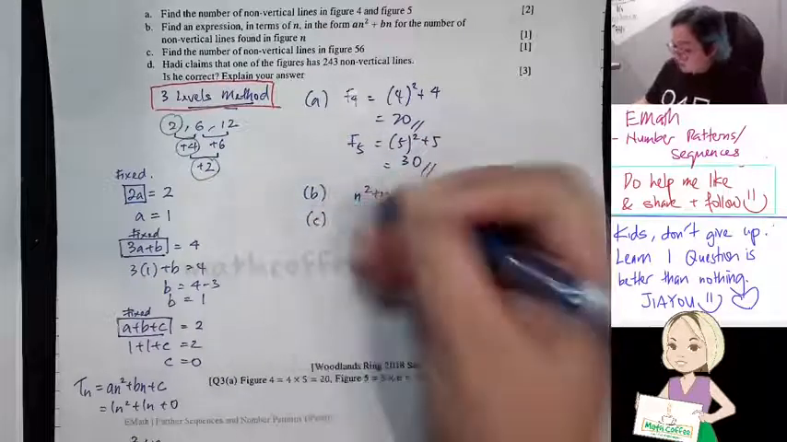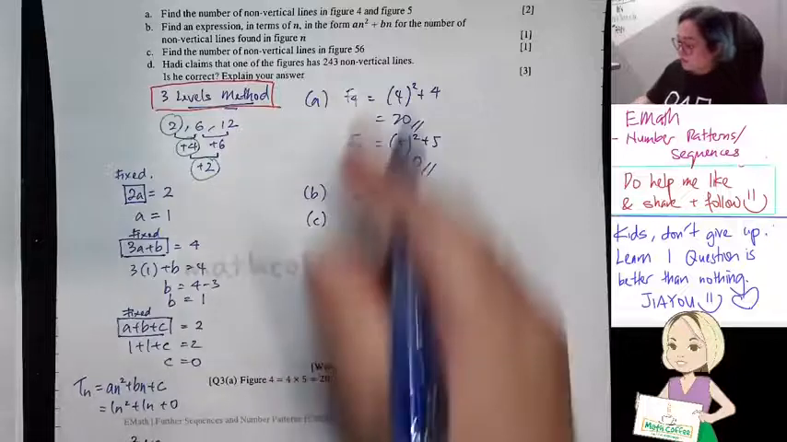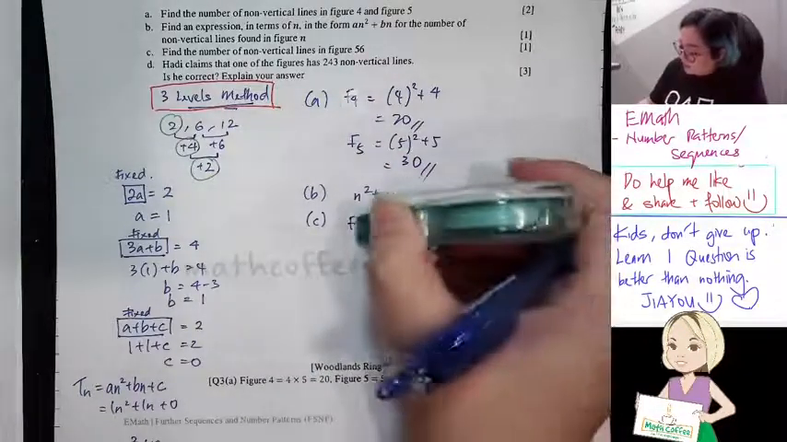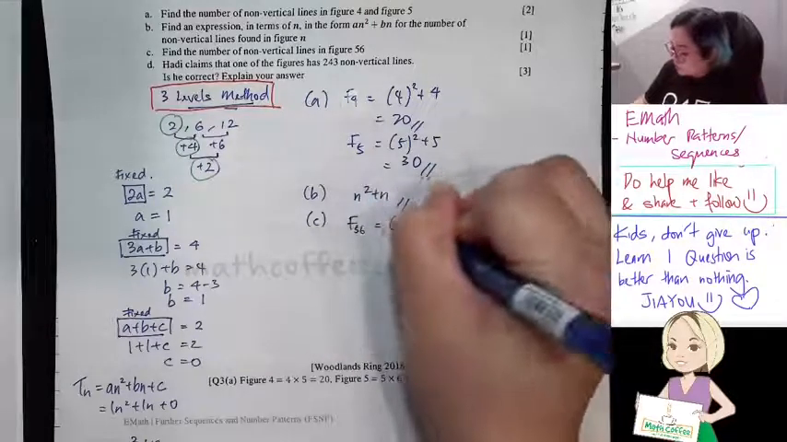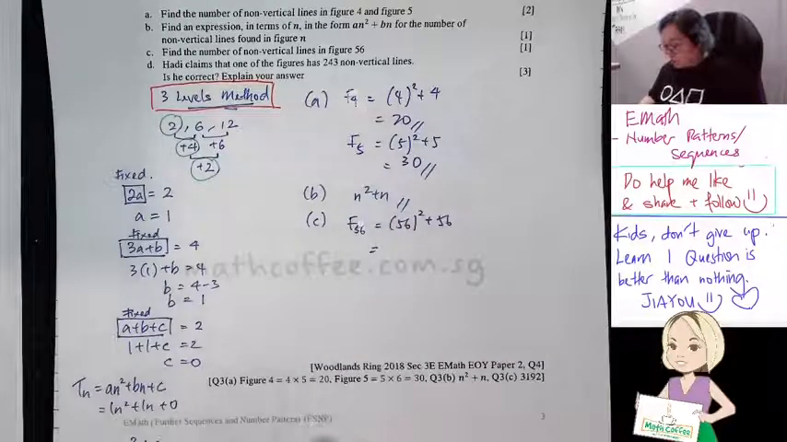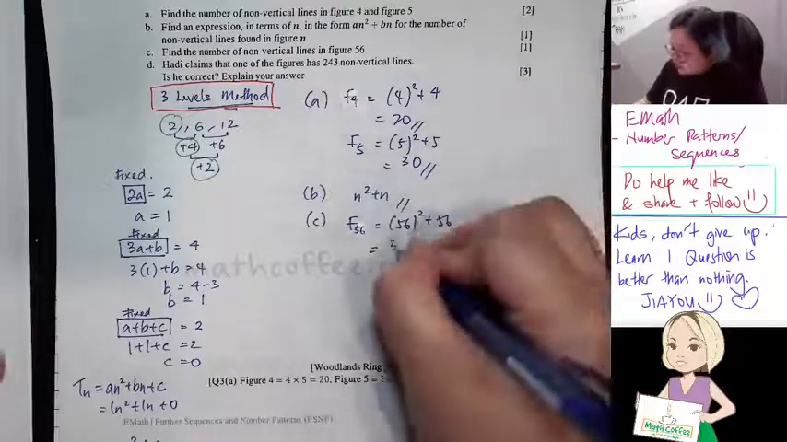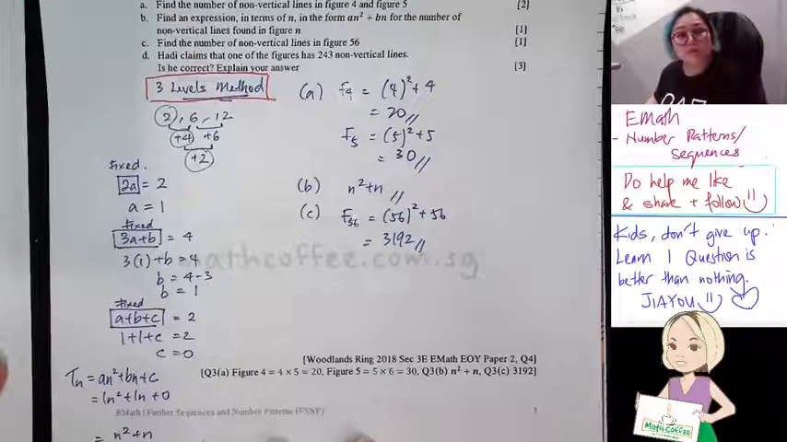Part C. They say find the number of non-vertical lines in figure 56. Okay, I'm not worried about this because I already have the formula. So just write figure 56 is equal to 56 squared plus 56. Okay, so when you press the calculator, you will get 3192.